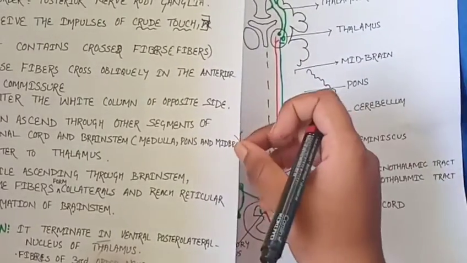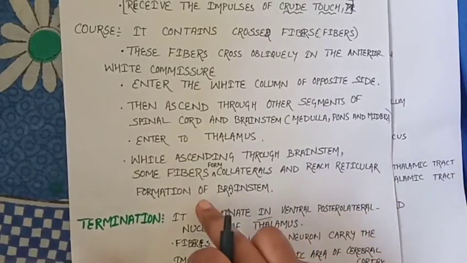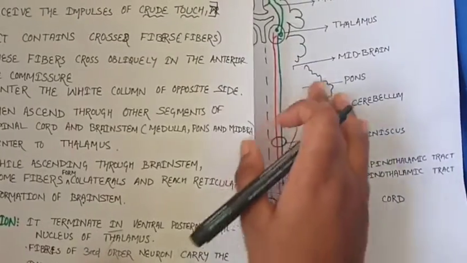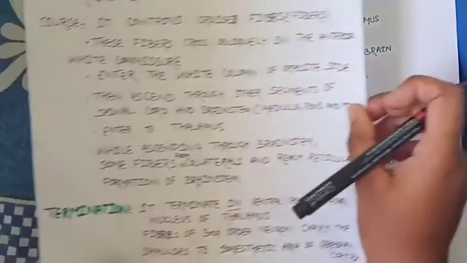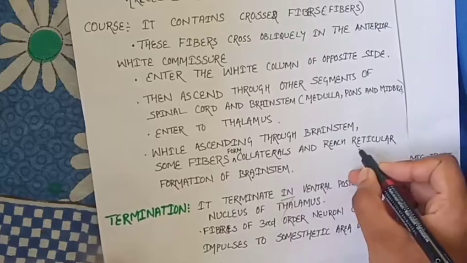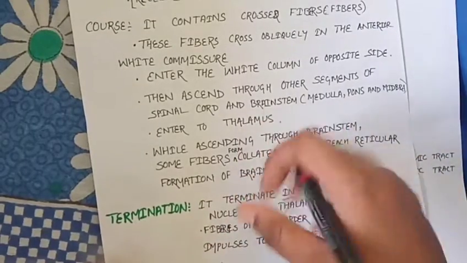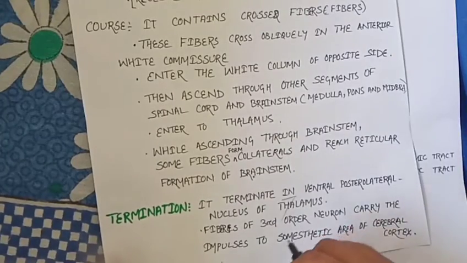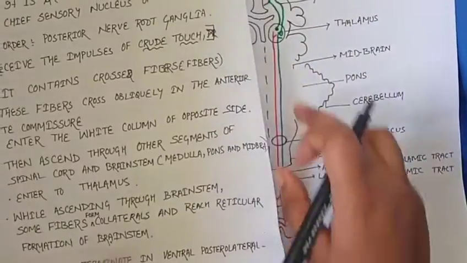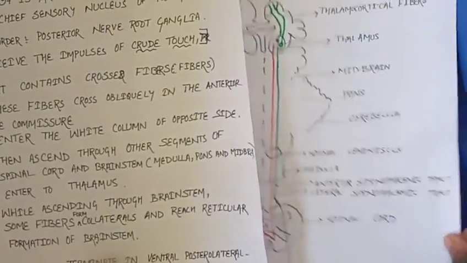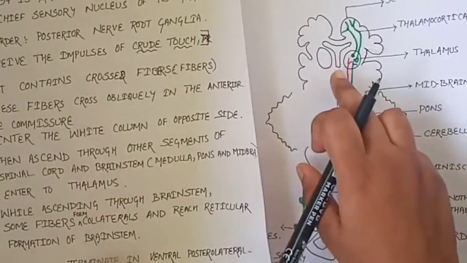In that way they form the reticular formation of the brainstem. So some fibers reduce in the pathway because they form collateral branches and form the reticular formation of the brainstem. That's why some fibers get reduced. Then after that, where does it synapse?